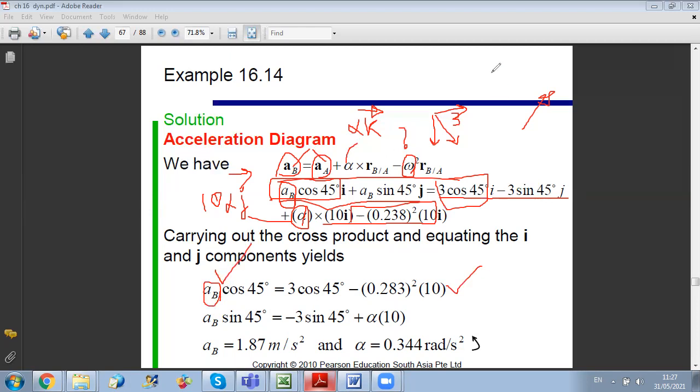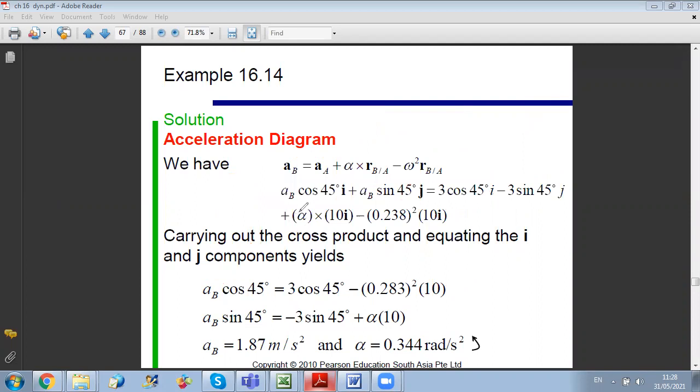Now we'll do the same for comparison along j. Along j, on the left side you have aB sine 45, and aB we have calculated from the previous step, so we know it now, equal to, from the other side along j, minus 3 sine 45 plus 10 alpha. Okay, so please fix this here. This is alpha in bold letter, so it's a vector, or you replace it with alpha k.